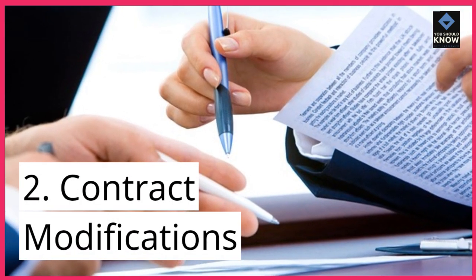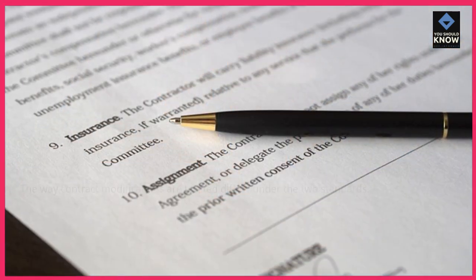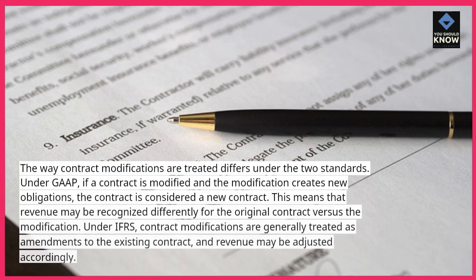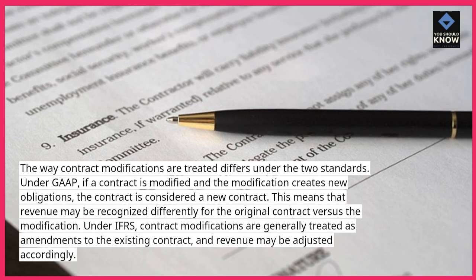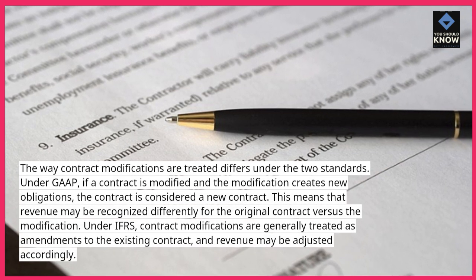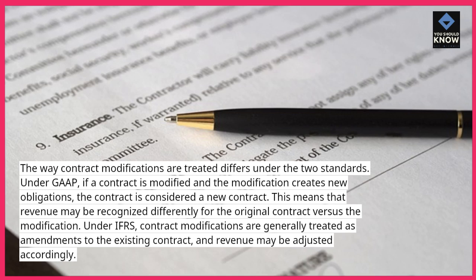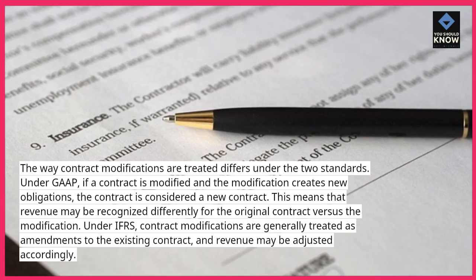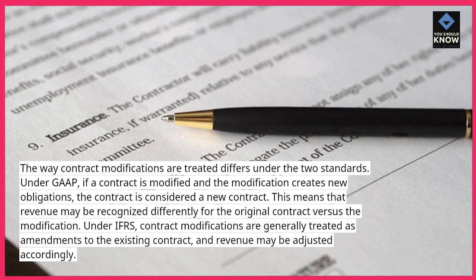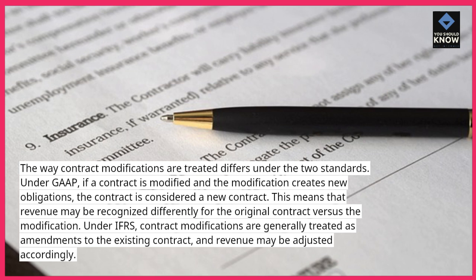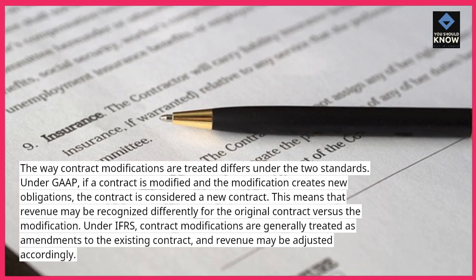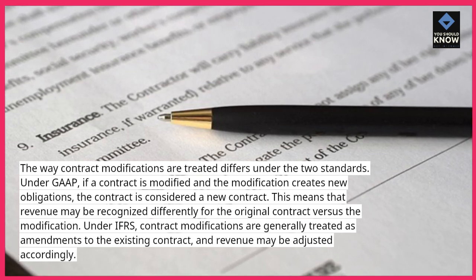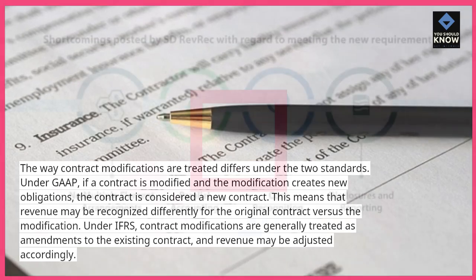2. Contract modifications. The way contract modifications are treated differs under the two standards. Under GAAP, if a contract is modified and the modification creates new obligations, the contract is considered a new contract. This means that revenue may be recognized differently for the original contract versus the modification. Under IFRS, contract modifications are generally treated as amendments to the existing contract, and revenue may be adjusted accordingly.